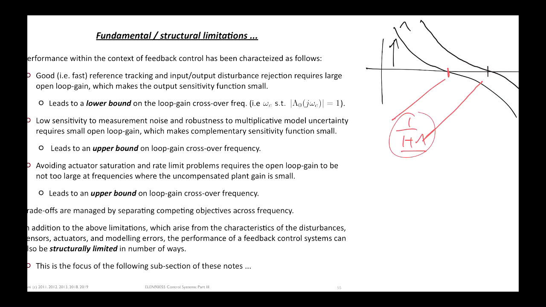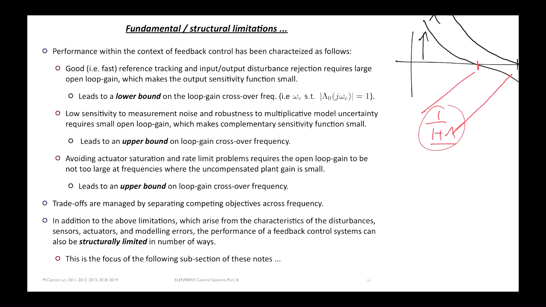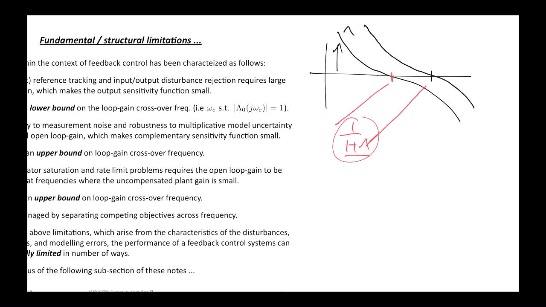So in other words, they lead to a lower bound on the loop gain crossover frequency. Whereas consideration of sensitivity to measurement noise and sensitivity to multiplicative modelling error translates to an upper bound on the crossover frequency. We know that those things are determined by the complementary sensitivity function. And the complementary sensitivity function will be 1 where lambda is large, but it'll be small where lambda is small.